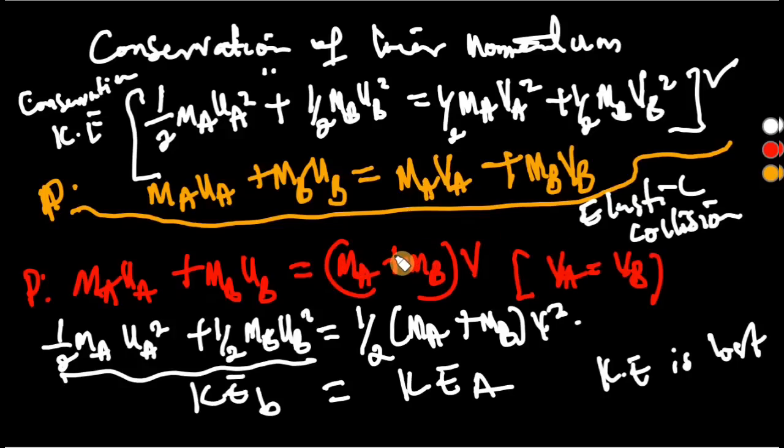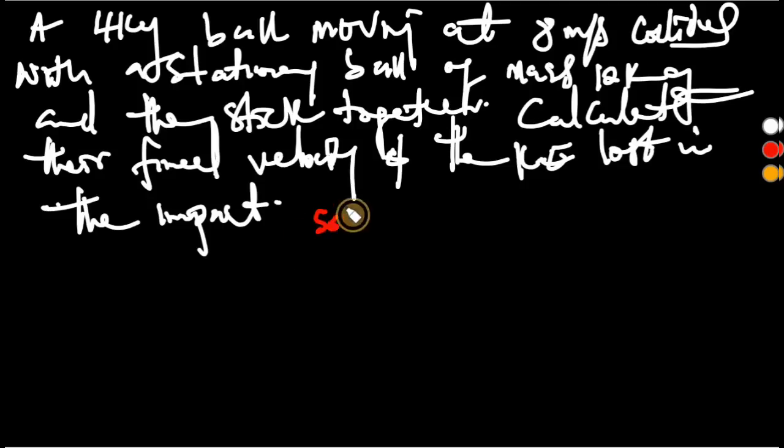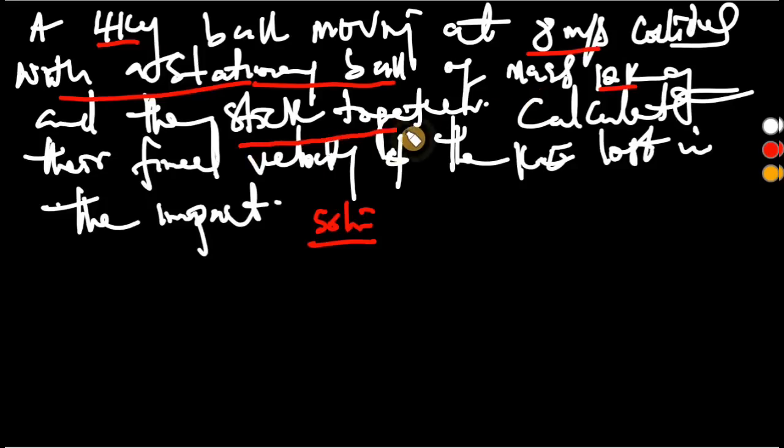So let us look at example problems. The question says a 4 kg ball moving at 8 meters per second collides with a stationary ball of mass 12 kg, and they stick together. Calculate their final velocity and the kinetic energy loss. When these two bodies collide and stick together, they move with a common velocity.